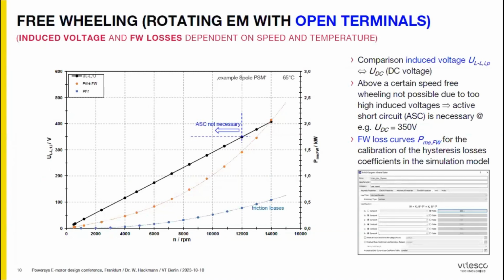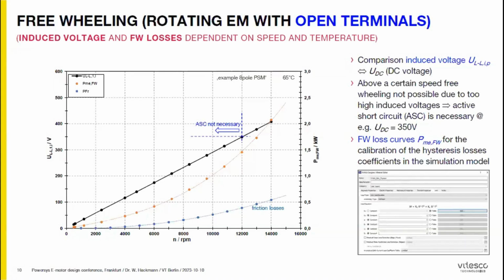Okay, coming now a little bit deeper into the single measurements. As I said before, the freewheeling is the first passive test we are using. This measurement is used to measure the induced voltage. This is a graph dependent on speed, from 0 up to the max speed of 14,000 RPM. And here the black curve is the induced voltage.